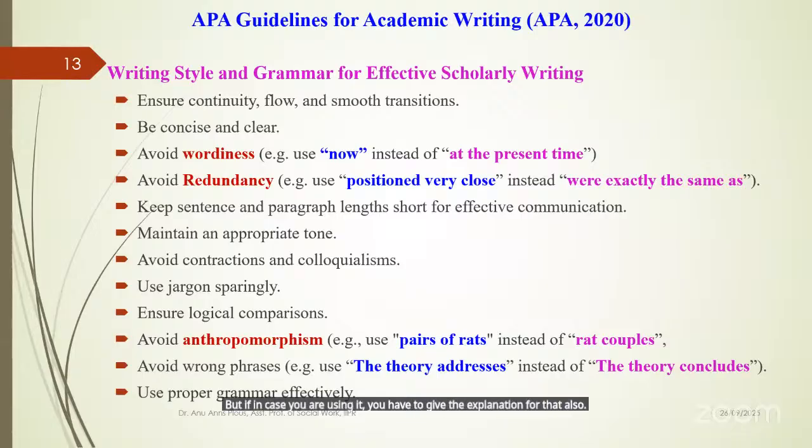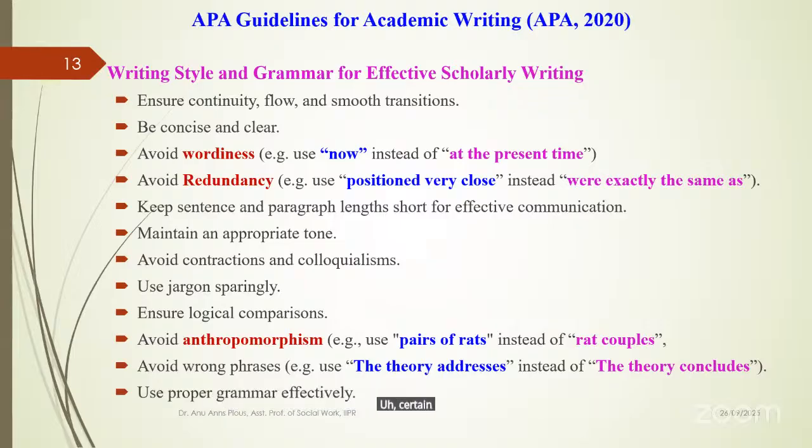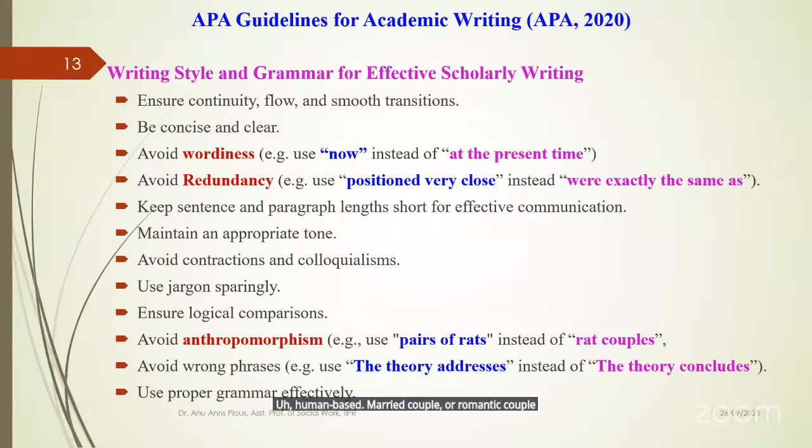Then always ensure logical comparison. Avoid anthropomorphism, which is a style of writing where we use certain words normally used to denote human characters to denote animals. This is known as anthropomorphism, which we need to avoid. For example, couples is a word normally used along with human beings. Married couple or romantic couple, all this is quite okay for that.